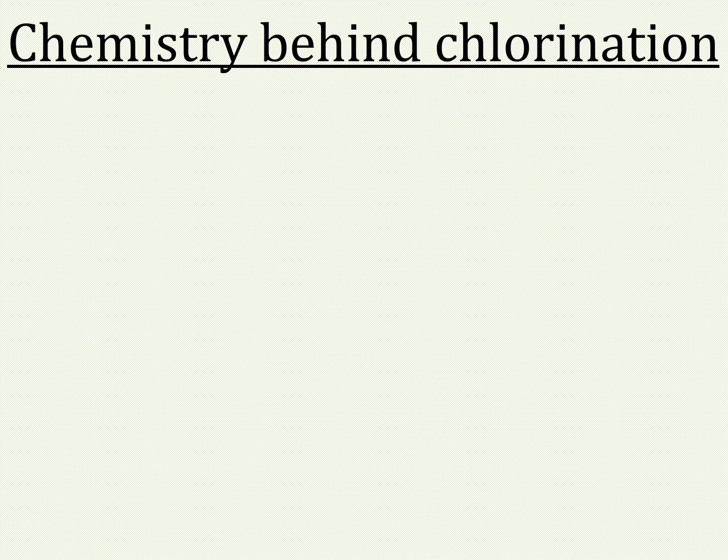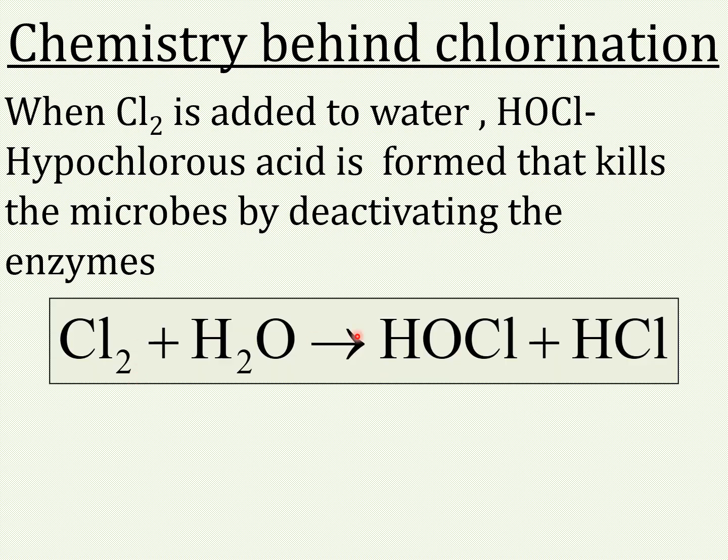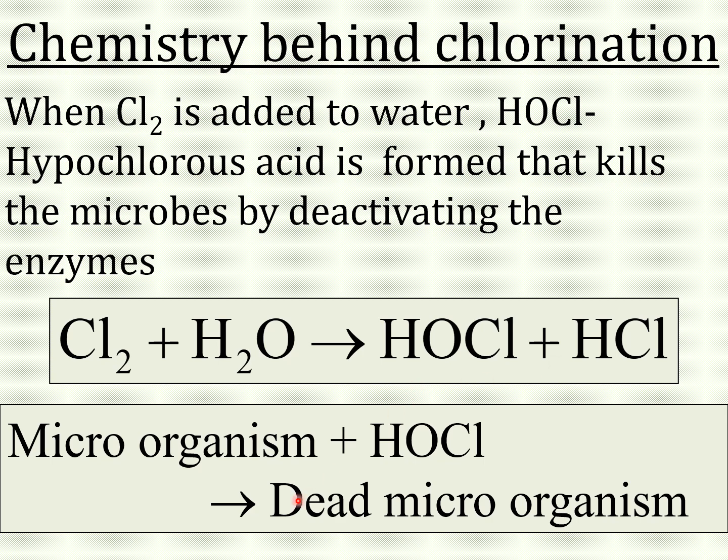Let's have a look at the chemistry behind chlorination. When chlorine is added to water, immediately a chemical called hypochlorous acid, HOCl, is formed. And this has the ability to deactivate the enzymes present in the microbes and thus kill them. This is how HOCl is formed: chlorine plus water will form HOCl along with HCl. And the HOCl immediately kills the microorganisms.